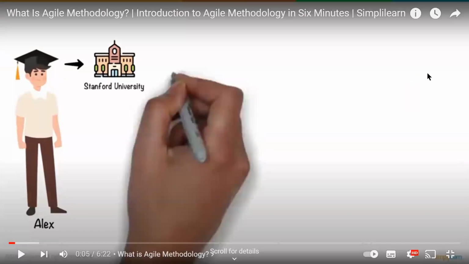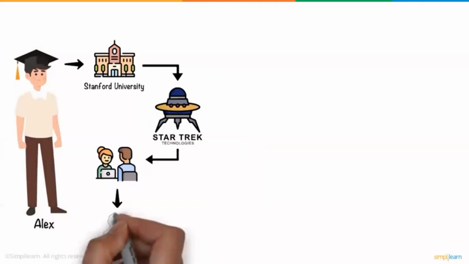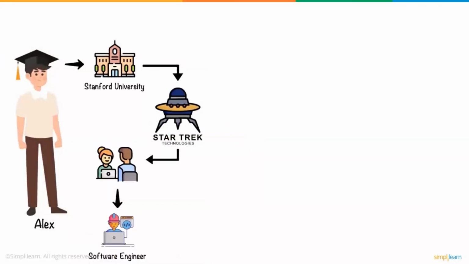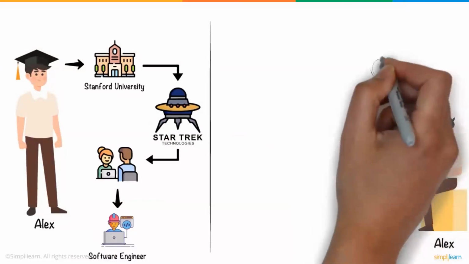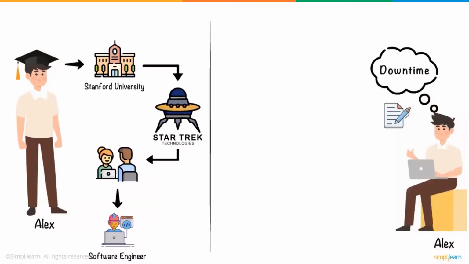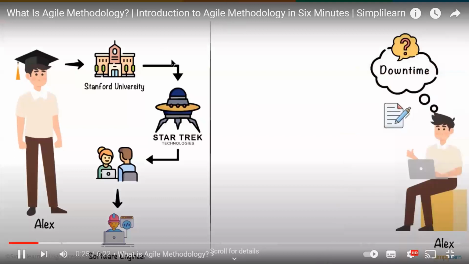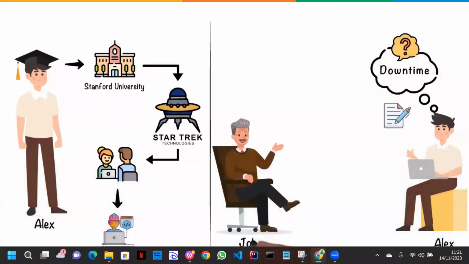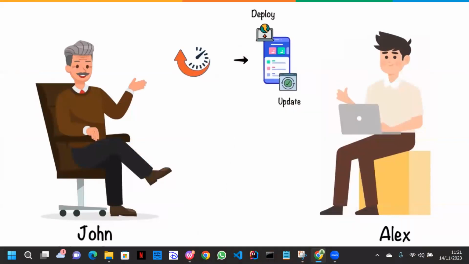Alex has just completed his graduation from Stanford University. One fine day, he receives a mail from Star Trek Technologies for an interview for the designation of a software engineer, as referred by the university. Alex was really happy and excited about this, and starts preparing for his interview next week. While he was preparing, Alex came across the term downtime. Alex has no idea. What is a downtime? He decided to seek help from his uncle John, a software engineer. John explained that downtime is a specific time frame allocated to deploy or update changes for a software product in a real-time environment.